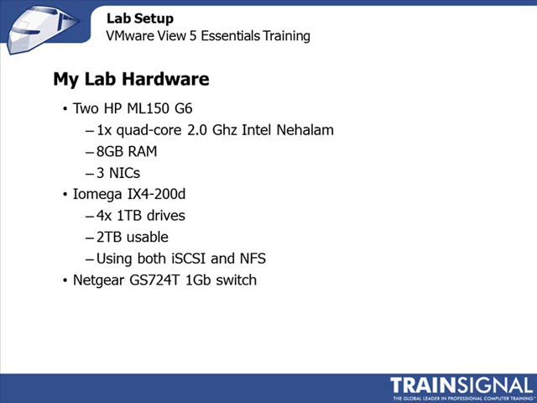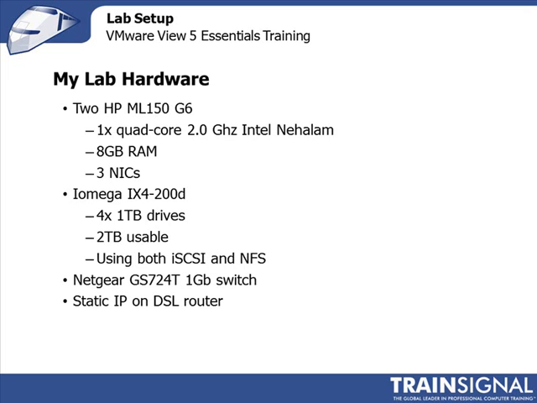Tying this all together is a Netgear 1 GB switch. The switch is capable of doing VLANs and port trunks, both of which are important features to play around with if you're studying for certification exams. And finally, I have a static IP address set up on my DSL router. This allows me to access my View infrastructure remotely using the View security server, but you'll learn more about that in future lessons.